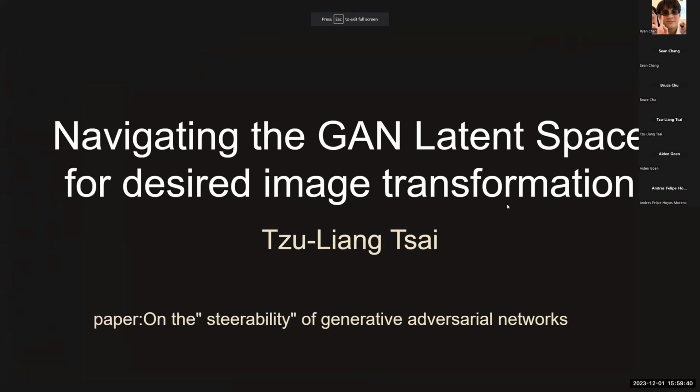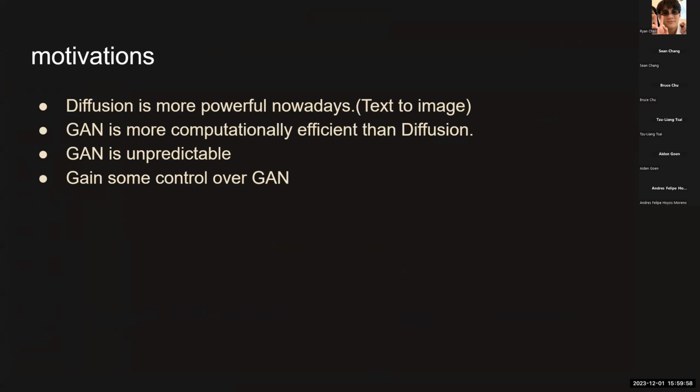Okay, so my project is named Navigating the GAN Latent Space for Desired Image Transformation. Basically, I try to manipulate the latent vector to achieve a desired image transformation. The diffusion model is proven to be more powerful nowadays, but GAN is more computationally efficient than the diffusion model. However, GAN is unpredictable, so I try to gain some control over GAN.